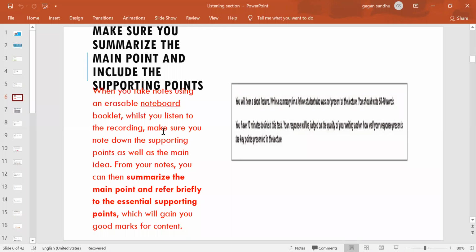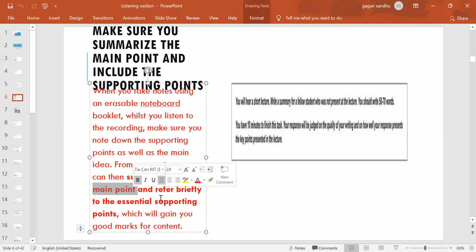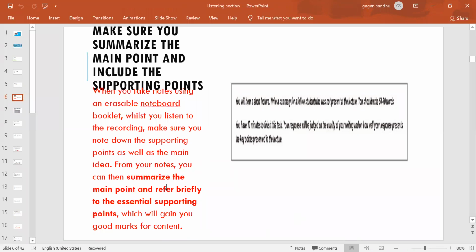So when you're listening to the audio and taking notes on the erasable note booklet, you are writing down the main points, right? And it's not only that you are taking the main points only, you also refer briefly to the essential supporting points, right?